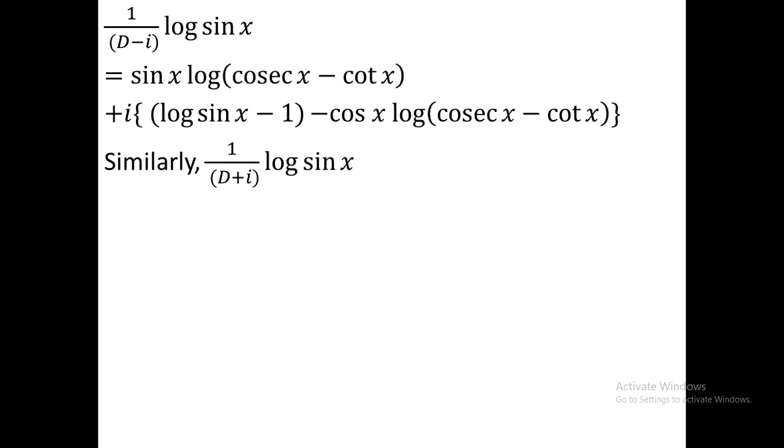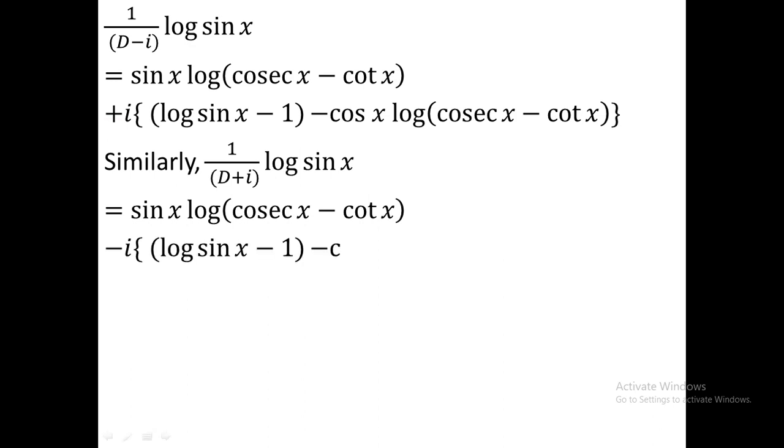Therefore the result will be sin x log of cos x minus cot x, that is the real part, plus, but in 1 by D plus i log of sin x, this will be the complex conjugate, therefore here this will be minus i log of sin x minus 1 minus cos x log of cos x minus cot x.